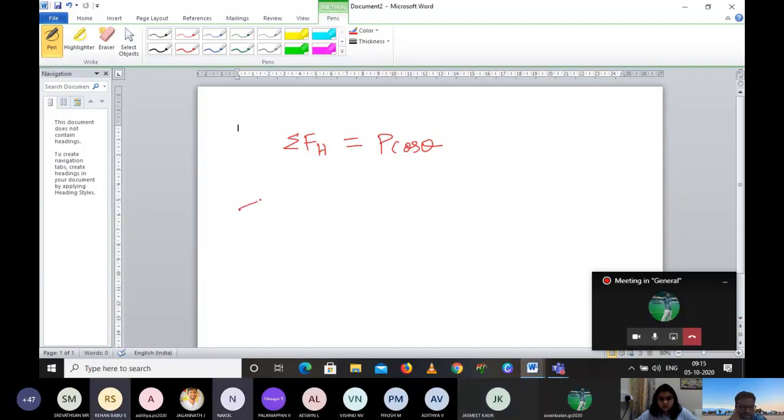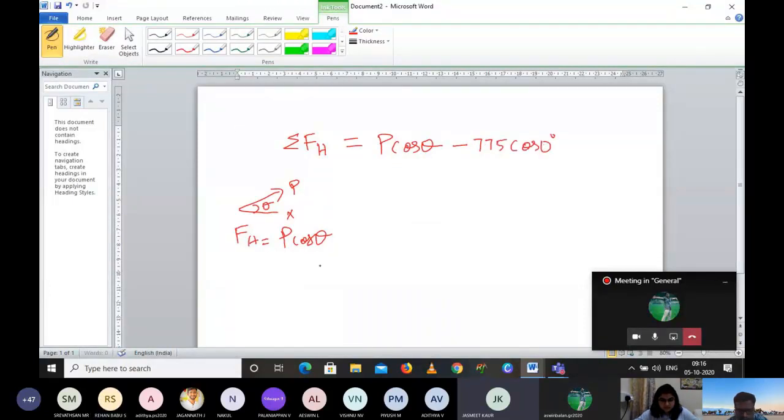What he is trying to say is P is like this. This is your x-axis. So this horizontal, that is FH, is P cos theta. Am I right? Plus or minus? Minus. Okay, minus 775 cos 0. Very good.